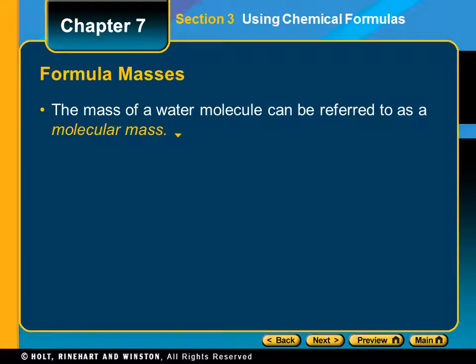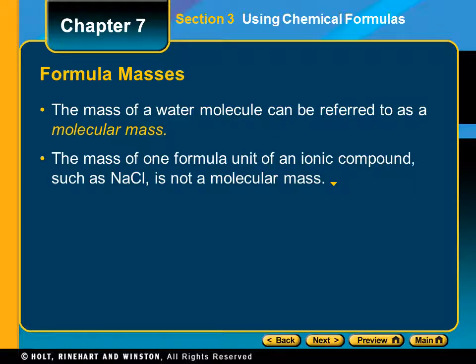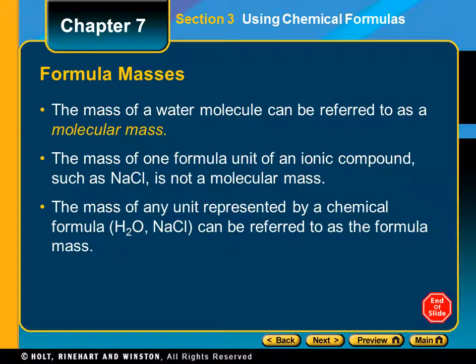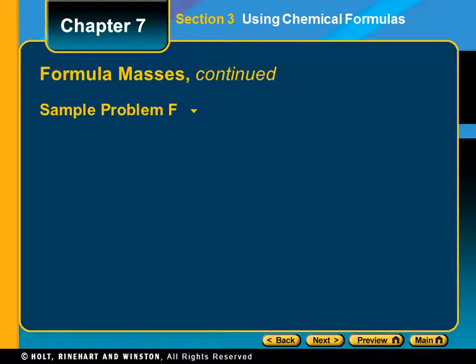The mass of a water molecule can be referred to as its molecular mass. That's the mass of one molecule of water. The mass of one formula unit of an ionic compound, such as NaCl, is not a molecular mass. Remember, the mass of any unit represented by a chemical formula, H2O, NaCl, can be referred to as the formula mass. But with ionic compounds, those formulas tell us something different.